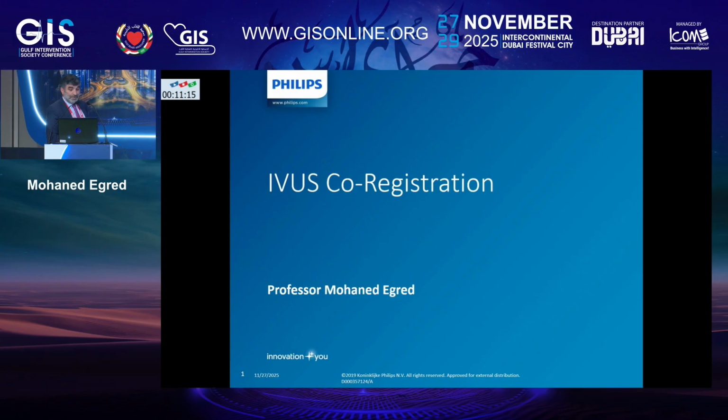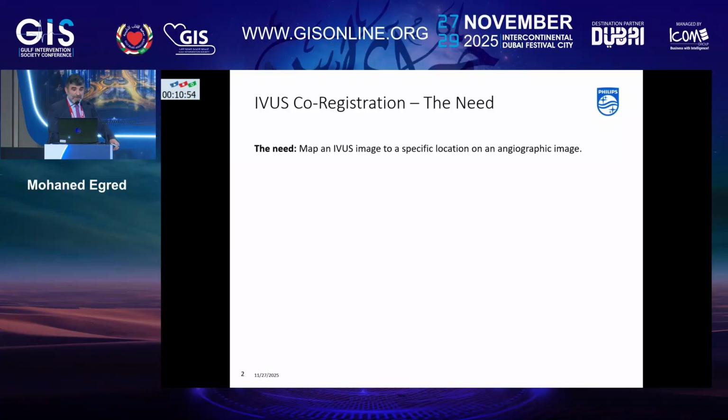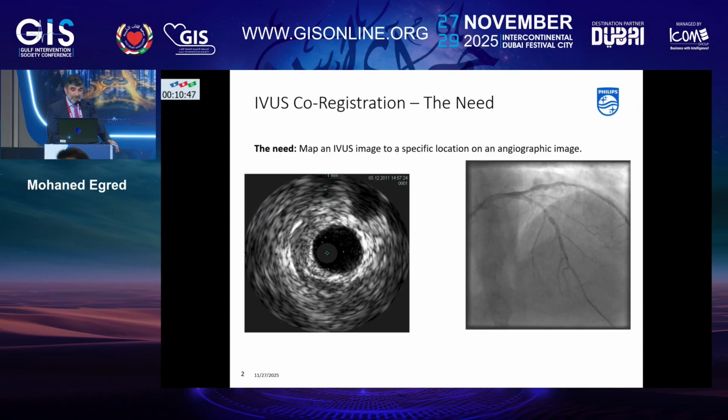So going on from what Dr. Ali has been saying, this is the IVUS co-registration, because if you are able to be precise about what you need to treat and where you need to treat, I think we should do it. IVUS is now becoming very important in what we do on a day-to-day basis and a crucial part of successful angioplasty. So if you could be even more precise, it's really very helpful. So why do we need it? It maps the IVUS image to specific locations on the angiographic images. This is what you could see here.